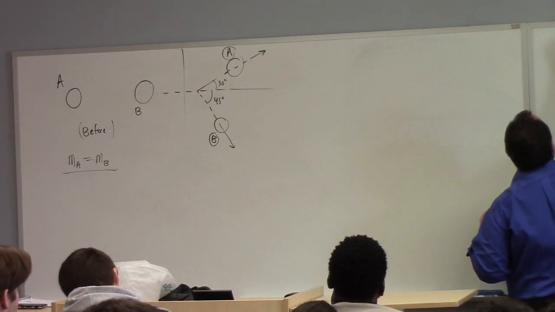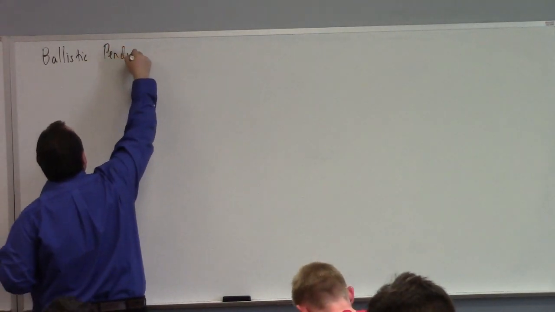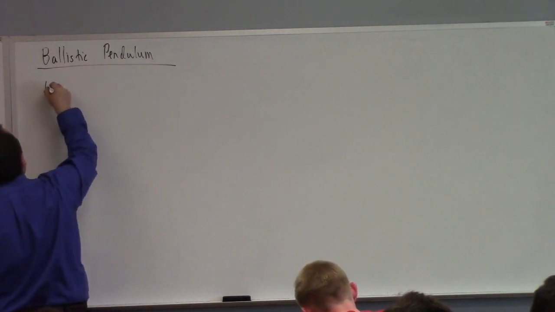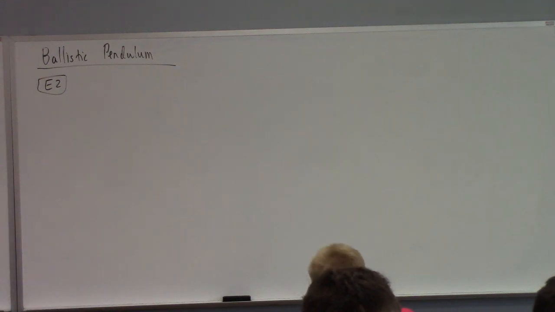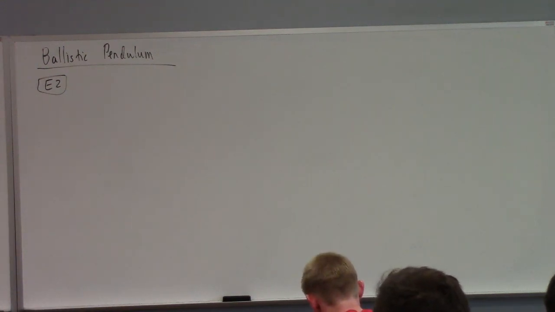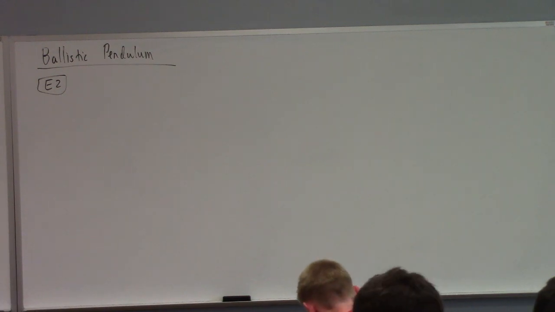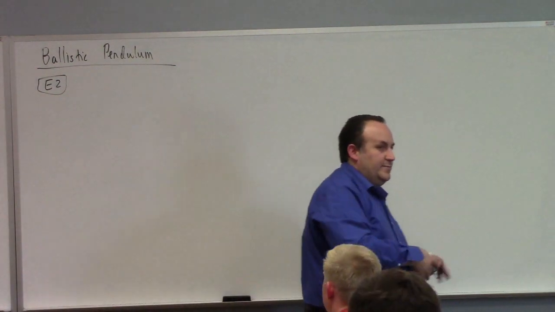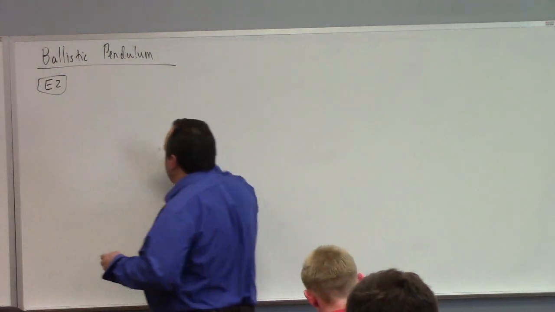So let us discuss the ballistic pendulum, example two. Example one, basically, I'm just giving you a little bit of advice about 8.30, which is don't assume kinetic energy is conserved because it's not. Sometimes kinetic energy is conserved, sometimes it's not. Usually it's not. All right, momentum has to be conserved. That is a thing. So here's the ballistic pendulum.